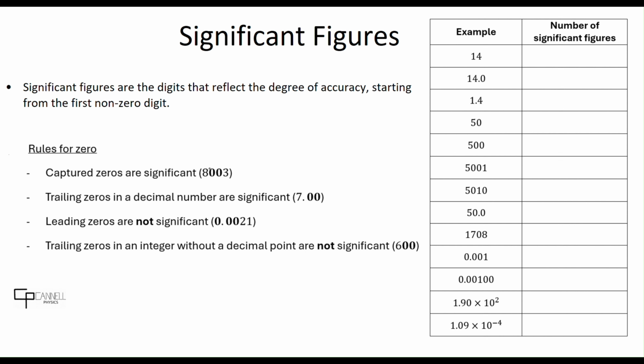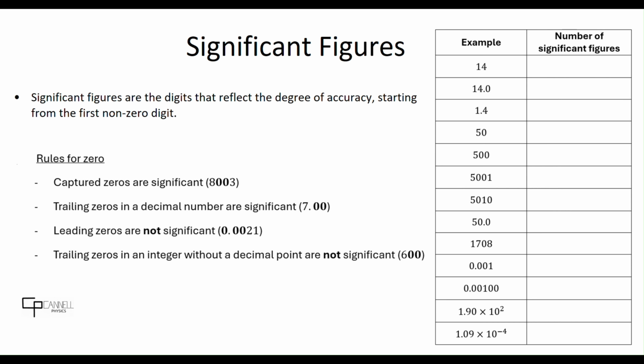Captured zeros are significant. So zeros in between two non-zero digits, in this case 8 and 3. Trailing zeros in a decimal number are significant, so zeros that come after a decimal point. Leading zeros, however, are not significant. These are zeros before the non-zero digits when there's a decimal. And trailing zeros in an integer without a decimal point are also not significant. So in the number 600, the two zeros are not significant. Let's put these rules into practice in this example table.